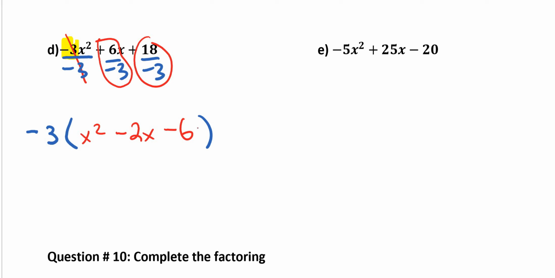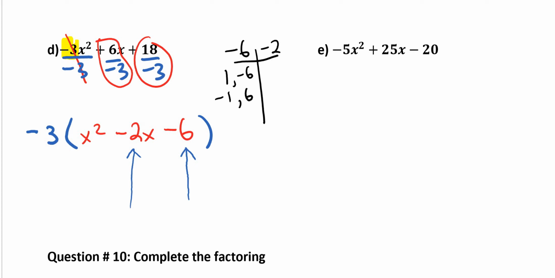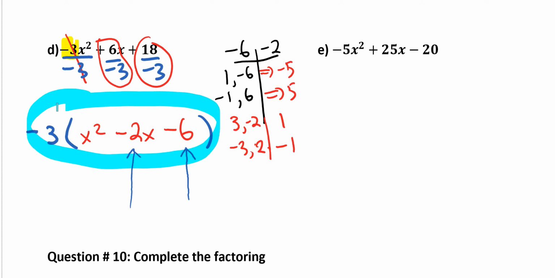For this particular problem, that would be my final answer, because I can't find two numbers that multiply to -6 and combine to -2. It's impossible to find a combination that works. You can try to set up a table here, but every single combination that gives you the -6 doesn't give you the -2. So this would give me -5. This would give me +5. Other combinations that could work are 3 and -2, which is 1, and -3 and +2, which gives you -1. So there's no combination there that'll give you the -2. So this right here in blue is my final answer.